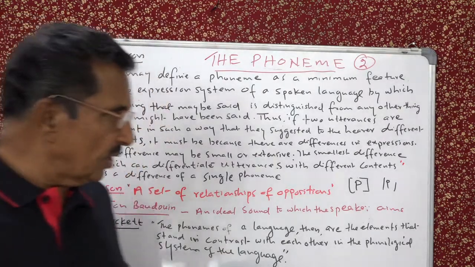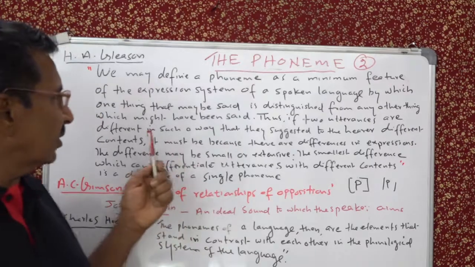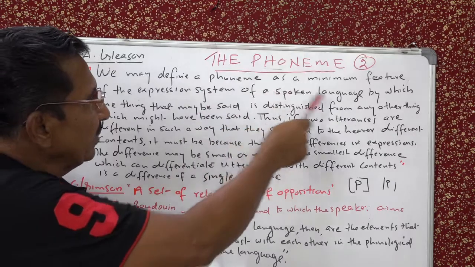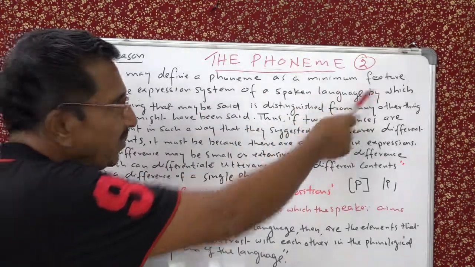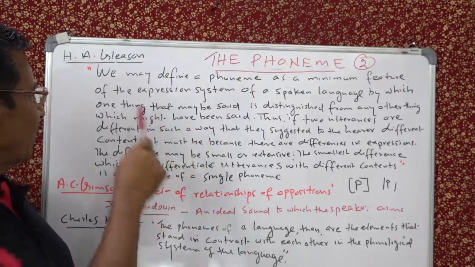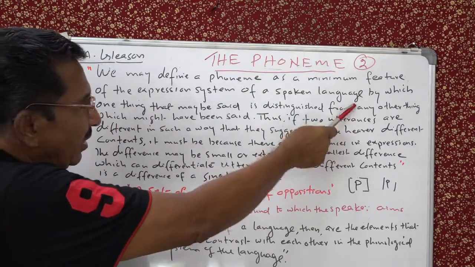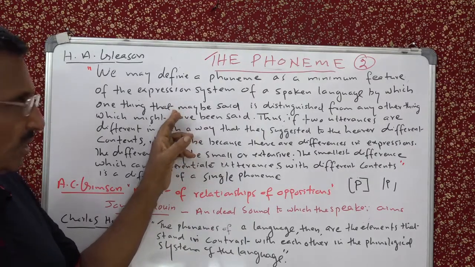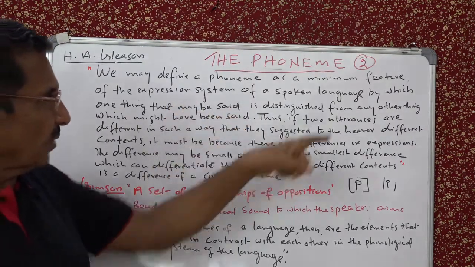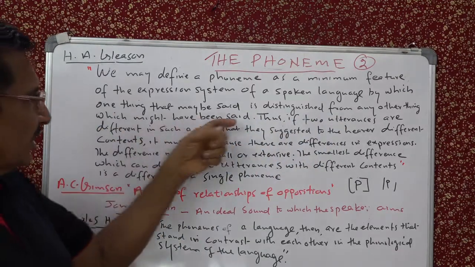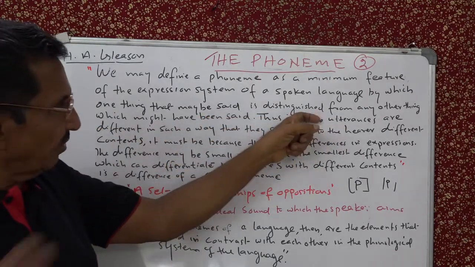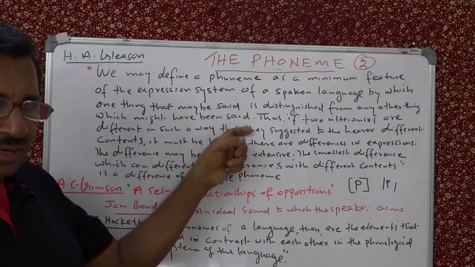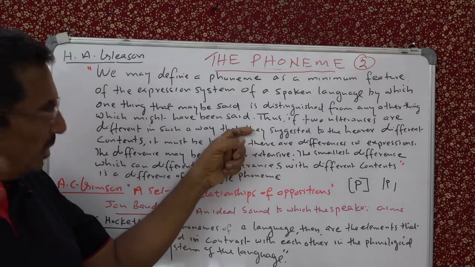So in all these definitions, what do they stress? Gleason says they may define a phoneme as a minimum, that is the smallest, minimum of the expression system of a spoken language. Because language has two expression systems, one written, one spoken. We are speaking about spoken, by which one thing that may be said, a word, is distinguished from any other word which might have been said. You need not say it at this time, but any time.